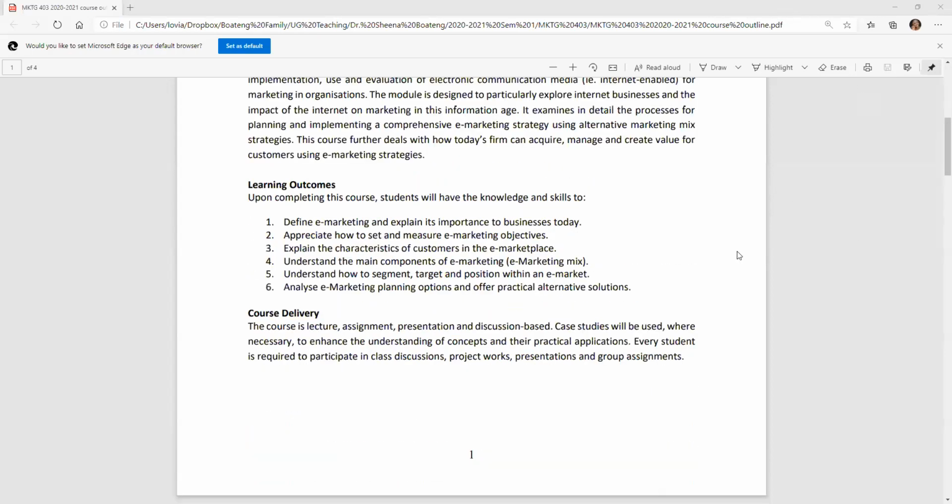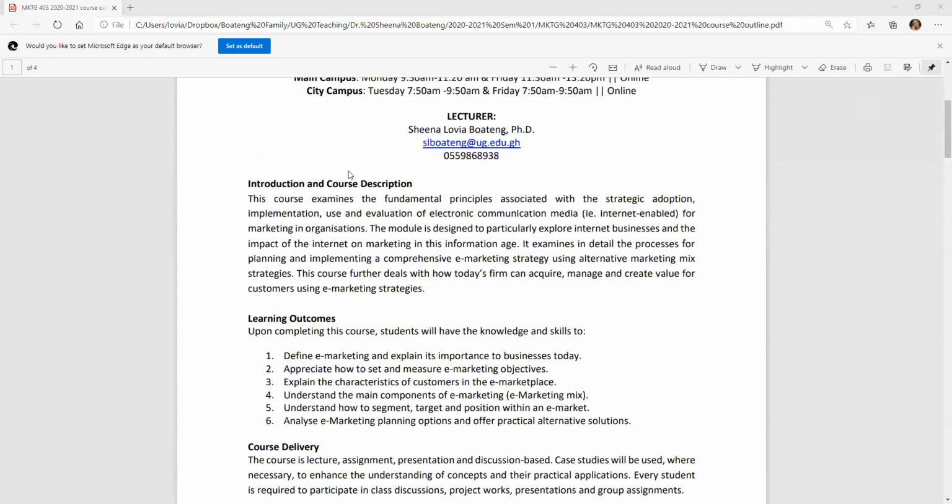So this is your course outline, and it briefly talks about the nature of the course and what it is about. The description tells us that the course examines the fundamental principles associated with the strategic adoption, implementation, use, and evaluation of electronic communication media, particularly the internet-enabled electronic communication media, for the purposes of marketing in organizations. So this module is designed to particularly explore internet businesses and the impact of the internet on marketing in this information age which we find ourselves in.